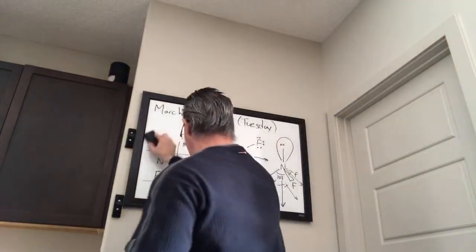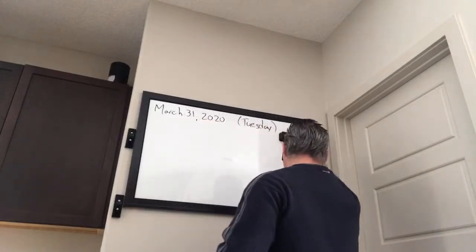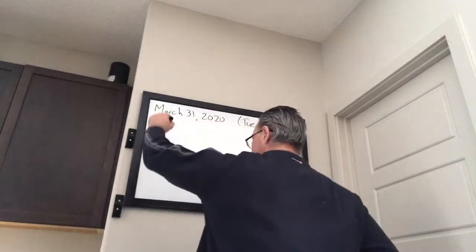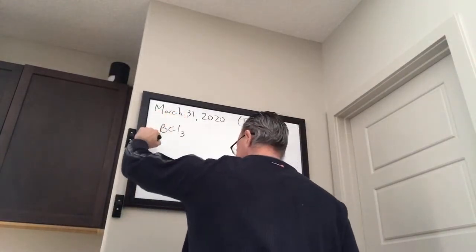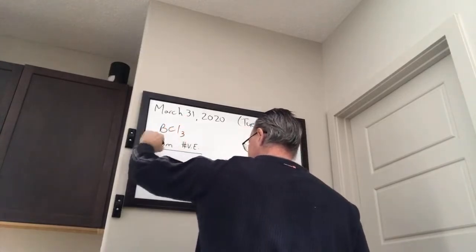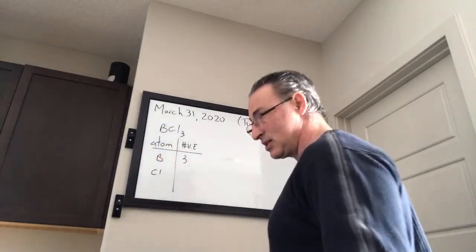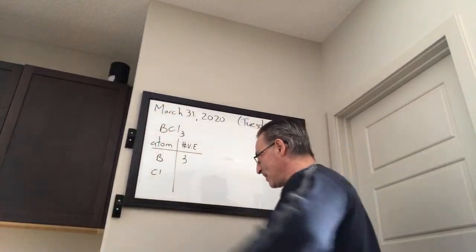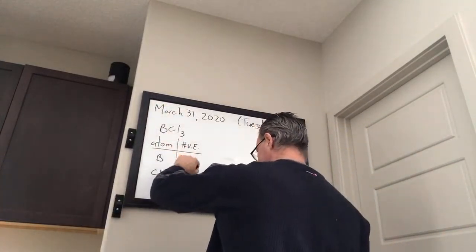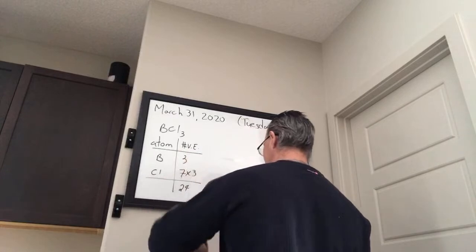The next one they ask us to analyze is boron trichloride, BCl3. Let's draw the Lewis structure first. Number of valence electrons: there's boron, there are 3 chlorine atoms. Boron has 3 valence electrons because it's in group 3 of the periodic table. Chlorine has 7, and there are 3 chlorine atoms. So the number of valence electrons in this molecule is 24, 21 plus 3.